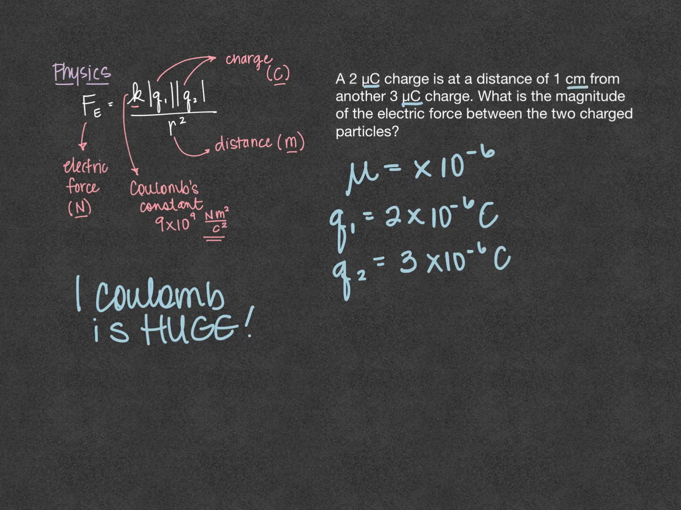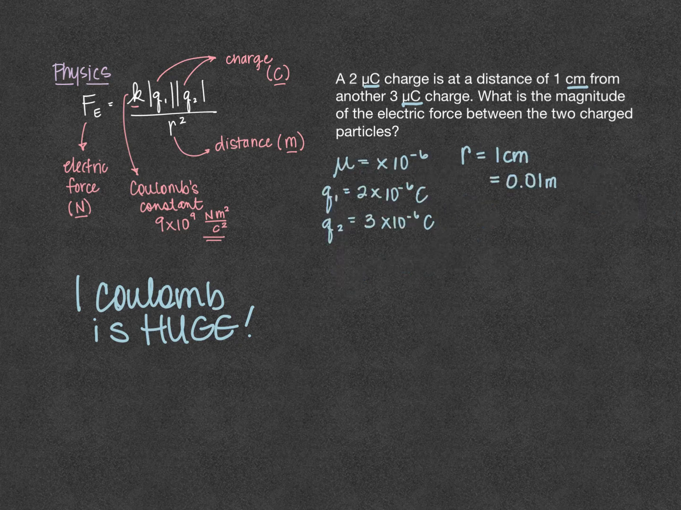Now notice the distance is 1 centimeter. And remember, our distance needs to be in meters. So in this case, R is equal to 1 centimeter, but we need to convert it, and 1 centimeter is equal to 0.01 meters. So now that we've taken care of our conversions, we can solve our problem.